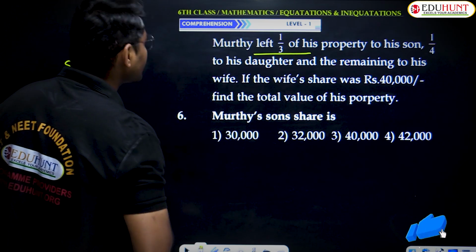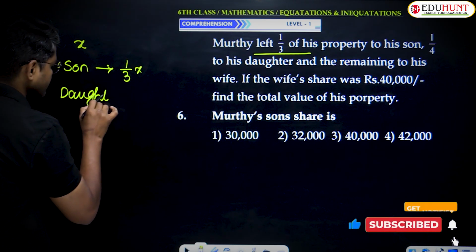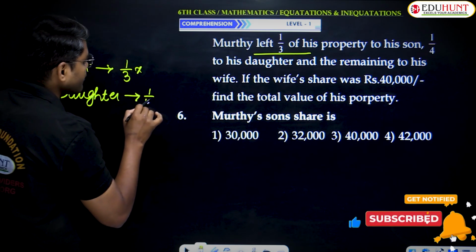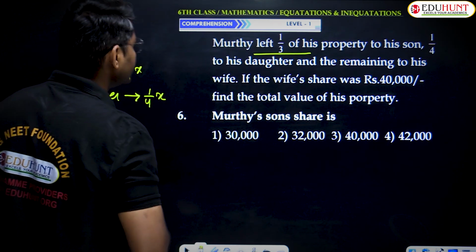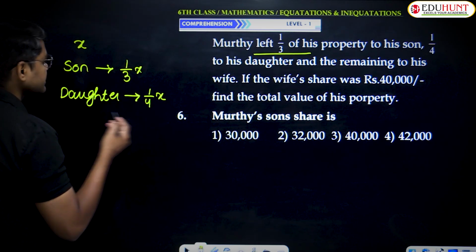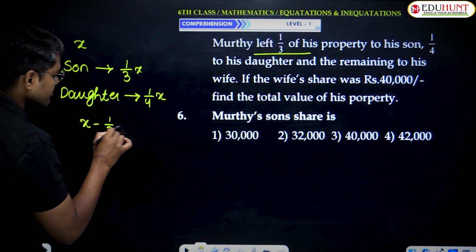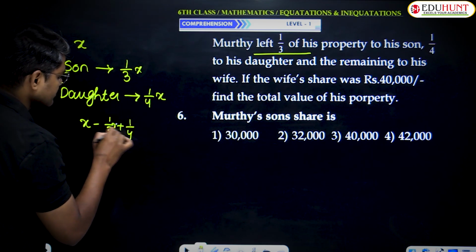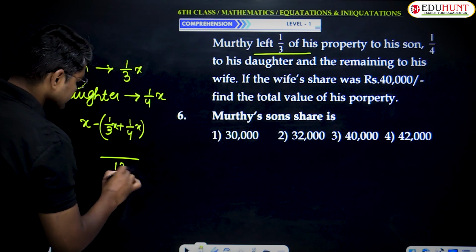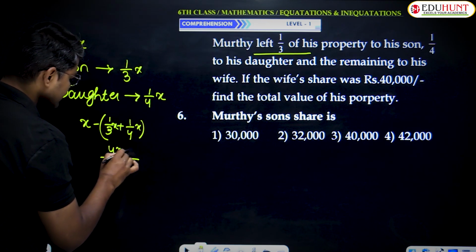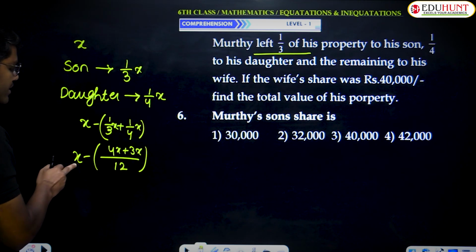and 1 by 4 to his daughter. Daughter, 1 by 4x. The remaining is given to his wife. So, how much is remaining? x minus 1 by 3 x plus 1 by 4 x. First solve this one. 12, 4x plus 3x, x minus, total property is x.